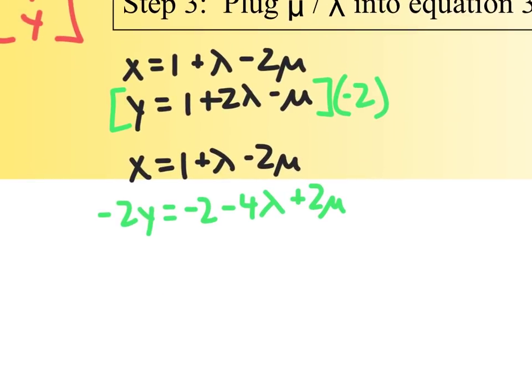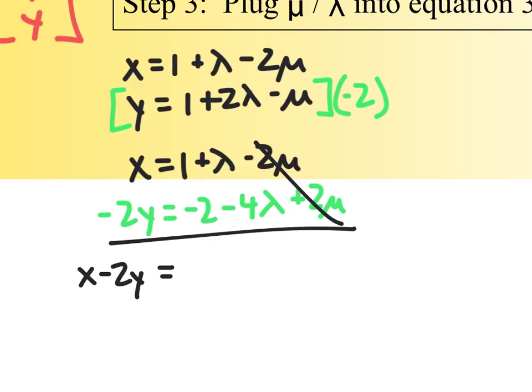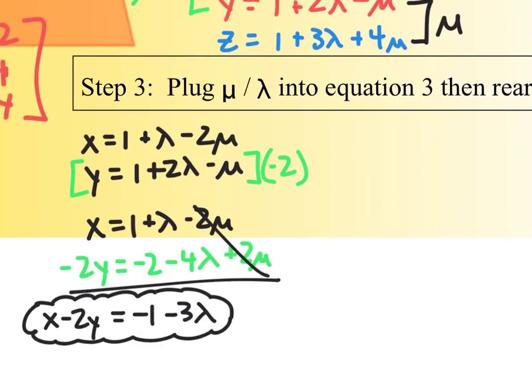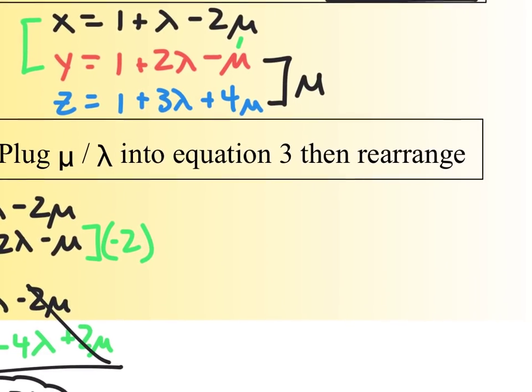So when I take these two and I add them together, the mu's cancel, and I'm left with x minus 2y is equal to negative 1 minus 3 lambda. And I want to kind of hold that here. That's obviously not done, but we've got lambda all alone. Okay, so hang tight on that. Now I'm going to do the same thing in here.